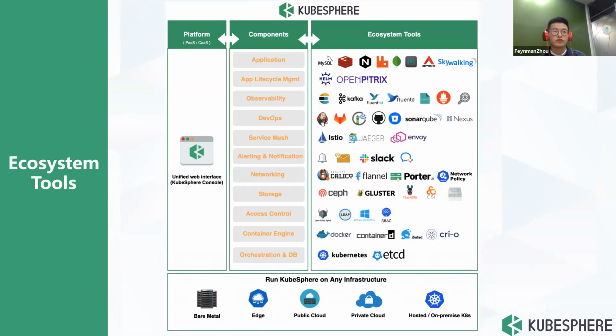Let's move into the third part, the ecosystem tools. You may find KubeSphere has very abundant ecosystem tools, including Redis, Nginx, Skywalking, Prometheus, Jenkins, and some storage and open source networking tools. So everything you may find in the CNCF landscape, you can install and enable in KubeSphere.